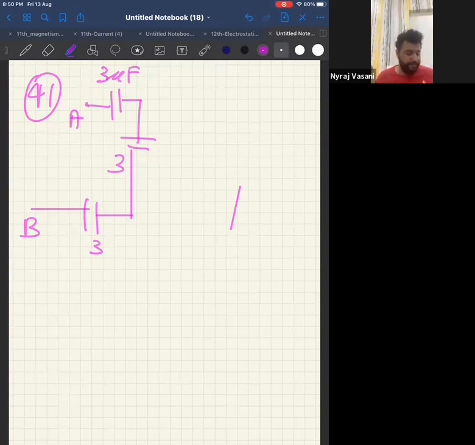Question 42, can you try? It is just again solving series and parallel. I would give it as homework, but you can try. 42, correct. Devansh, you're giving me the right answer.